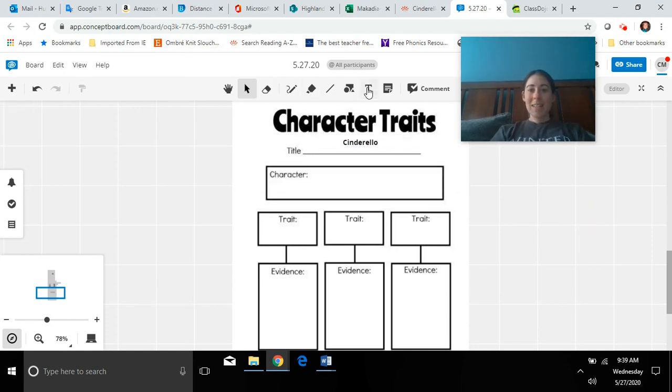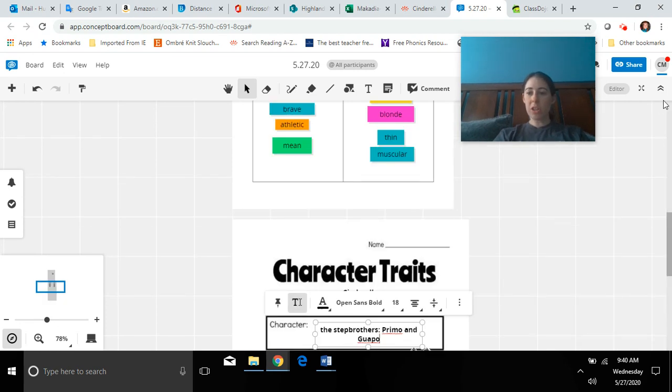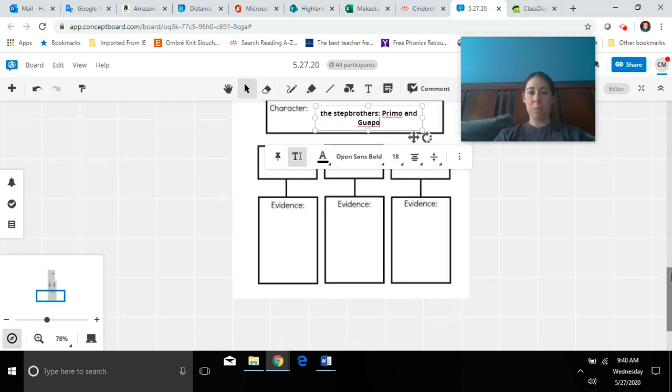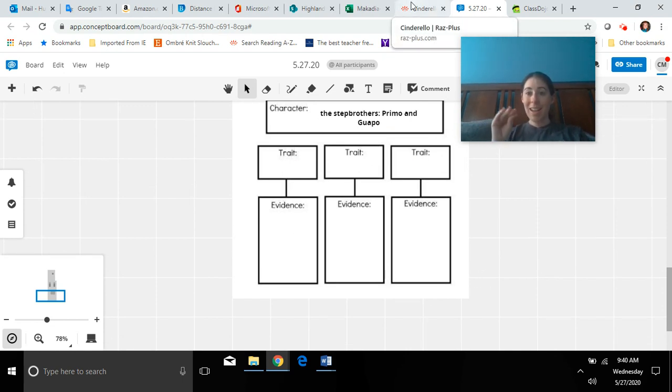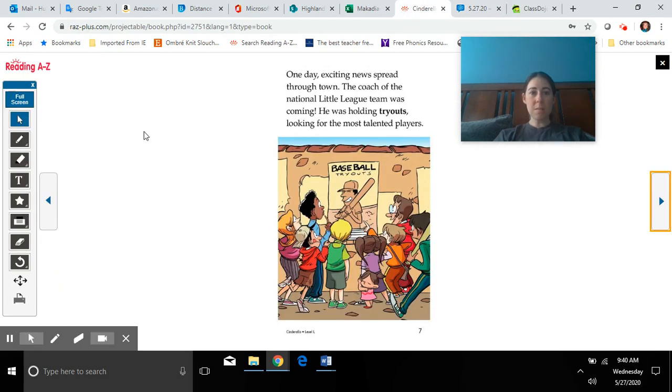And the character, today we're going to do two characters because they're kind of like the twins. We're going to say the stepbrothers, and we're going to say their names, Primo and Guapo. Okay, so that's who we are trying to describe today, Primo and Guapo. So we need to go and find some evidence, what they say and what they do. So I'm going to come back here.